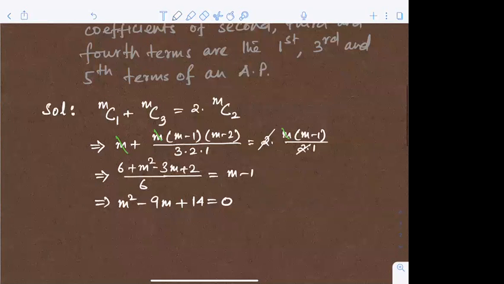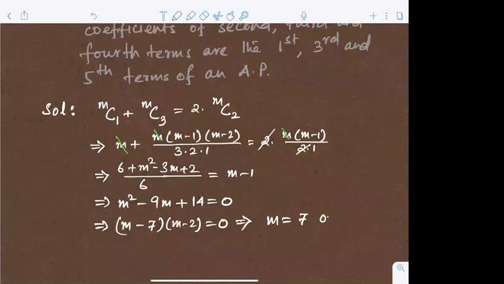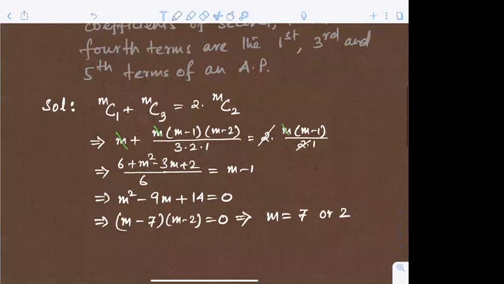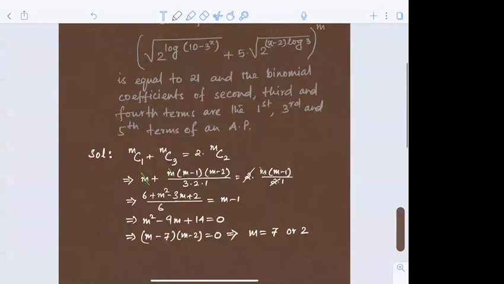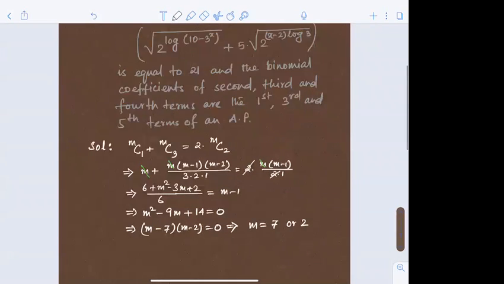So therefore from here I will get m minus 7 into m minus 2 equal to 0, which implies m is equal to 7 or 2. So I have to find the value of x, not m. So now I will use the other information, that is the sixth term of that expression is so and so. Let us use that.